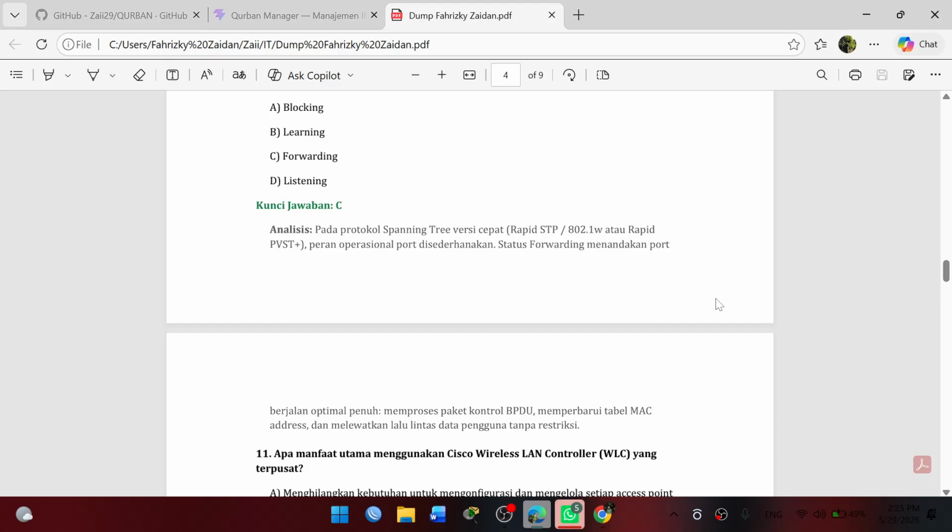And the correct answer is C. In Rapid STP or Rapid PVST, the port states are simplified. The forwarding state means the port is fully operational. It actively processes BPDU control packets, updates the MAC address table, and forwards user data traffic without any restriction.